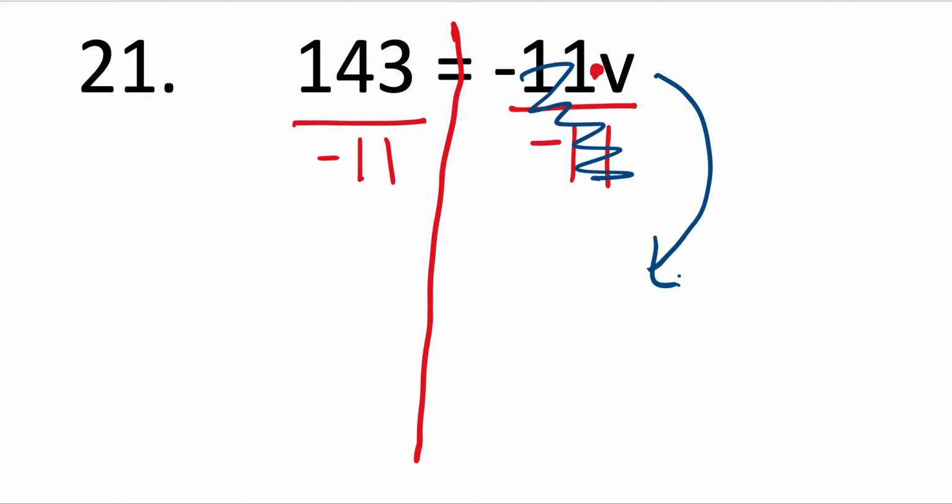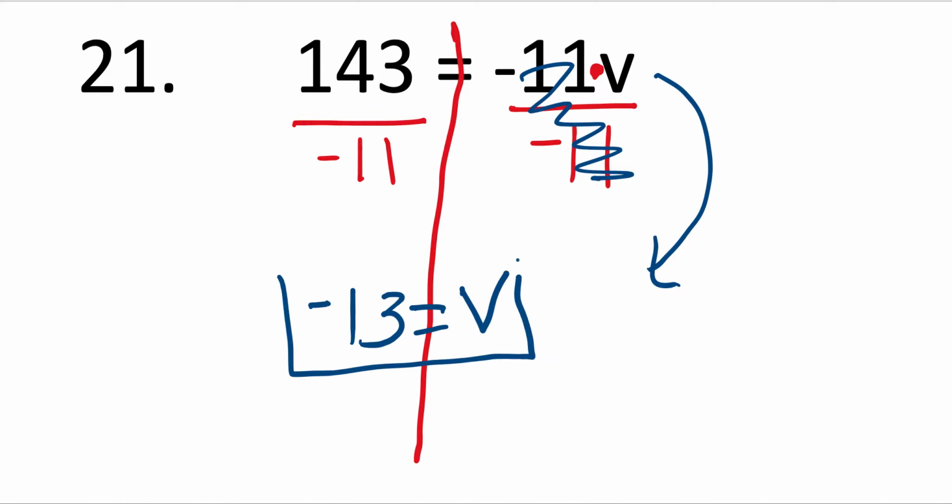I'm going to bring down my variable. I don't want to forget about it. So I'm going to bring my v. I'm going to bring my equal sign down. Then I come over here and I have my math problem. 143 divided by negative 11. Whether you do it in your head or the calculator, which is perfectly fine, you will get negative 13. So that would be my answer for my equation. So for number 21, you would go into the Canvas and put negative 13.